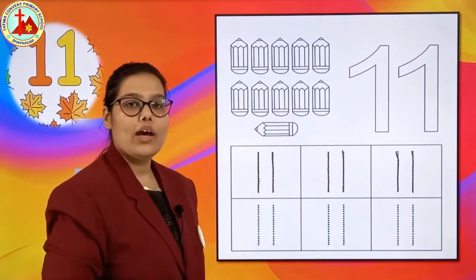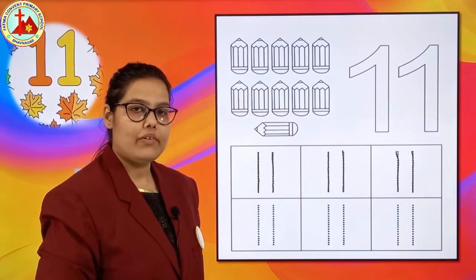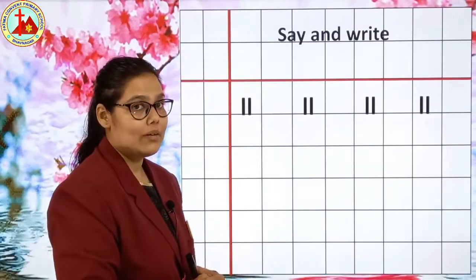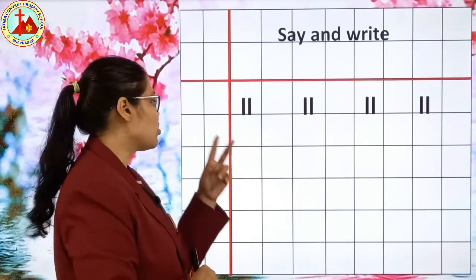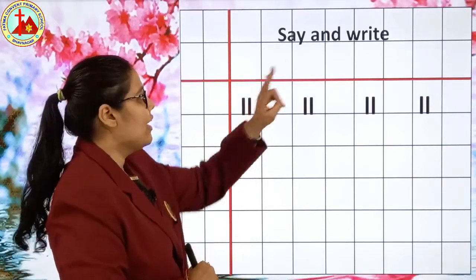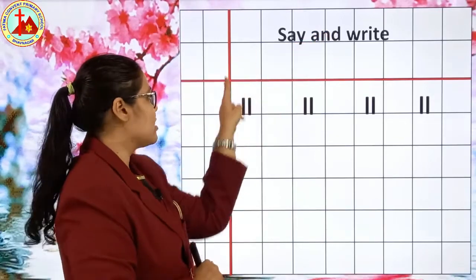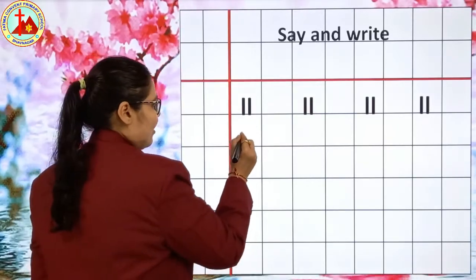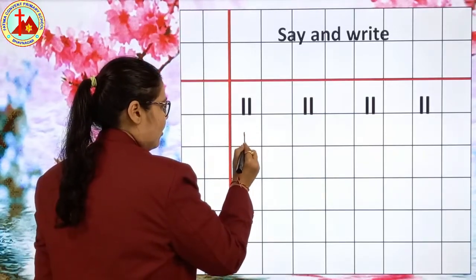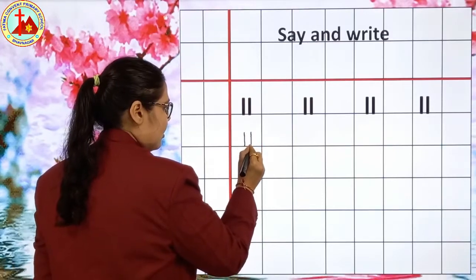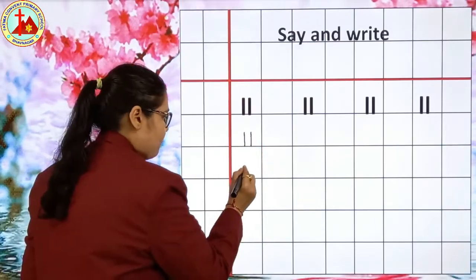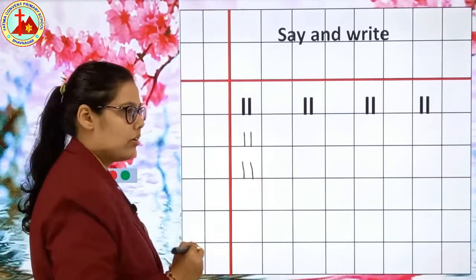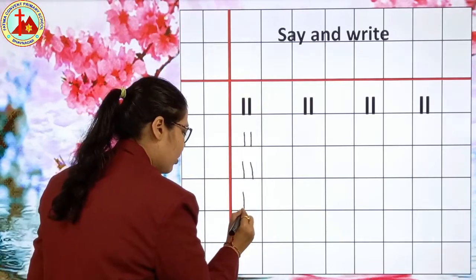Now we are going to learn how to write number 11 in your square line book. Children, you already know in square line book what you have to do? Yes, you have to leave two lines over here and two lines on the top. And this red line is called? Yes, margin. Okay? 11. Which number we are writing? 11.